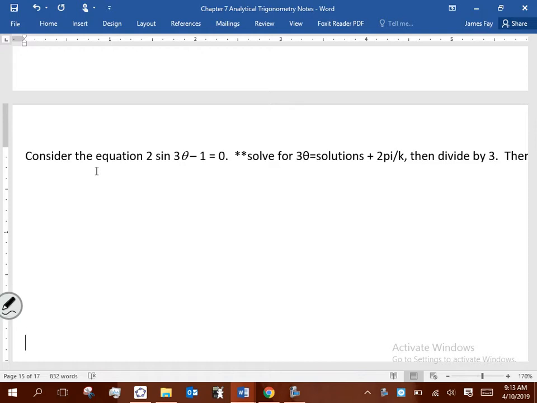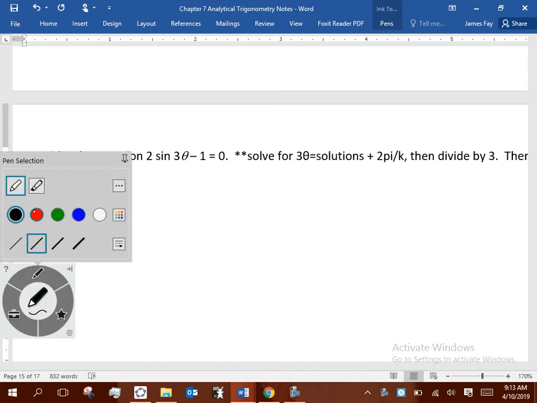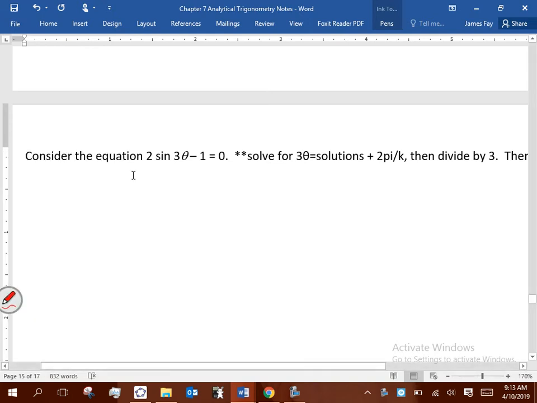We said yesterday we'll start with this equation, and solving that equation for 3 theta is not a difficult task, right? So first thing we'll do is add 1 to both sides. So it's going to be 2 sine of 3 theta equals 1. And then you would divide both sides by 2, right? So we're going to try to isolate sine of 3 theta. And when we do that, sine of 3 theta ends up being 1/2. Okay?